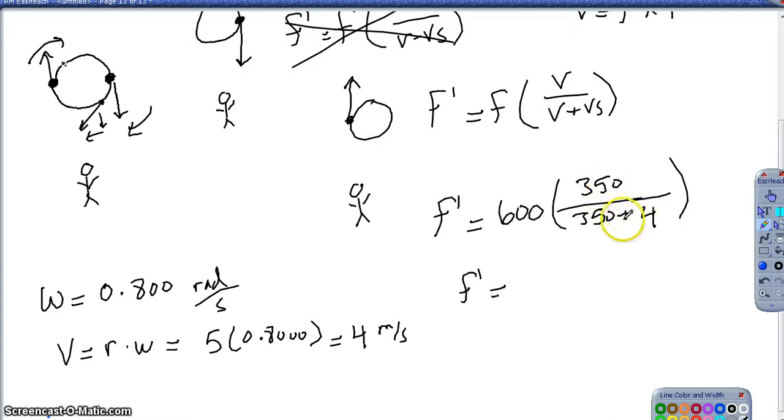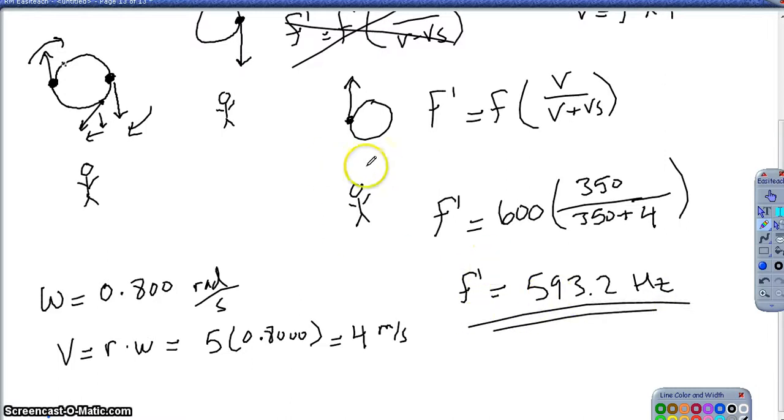So obviously it's not going to change by a ton, but it is going to drop a little bit since I'm dividing 350 by 354, right? So in fact, when I calculate this, this ends up being about 593.2 hertz. So again, that is the lowest frequency. That is the lowest possible frequency the observer will hear. At the other location, he would hear something higher. At this location here, you actually hear the 600 hertz frequency, right? Because the velocity is not moving away or towards the observer. So you should be pretty comfortable with that full spectrum of different frequencies that the observer will be hearing.